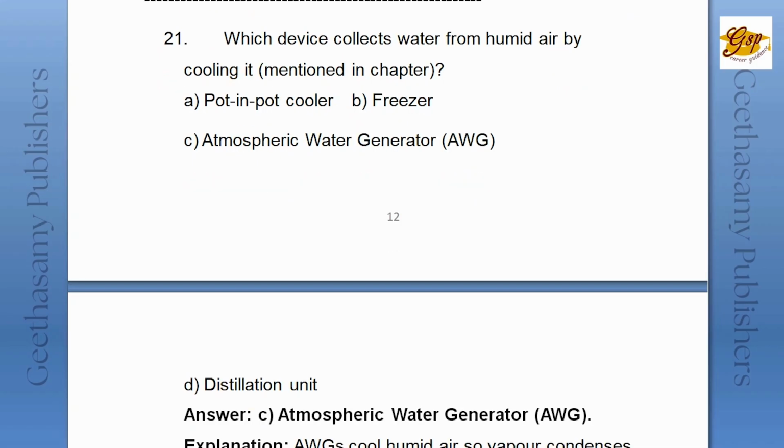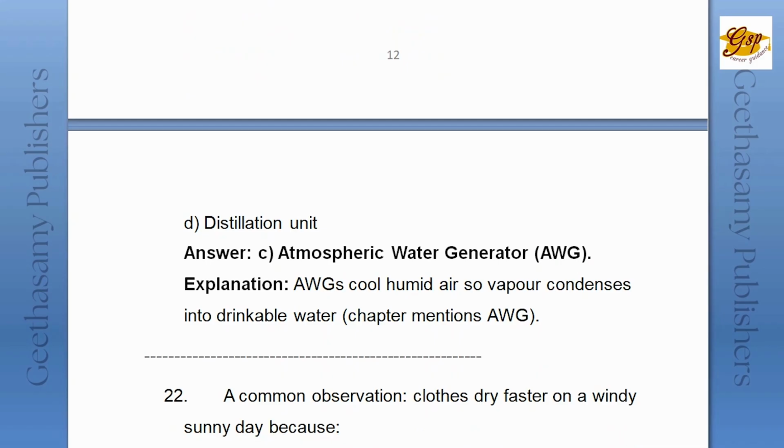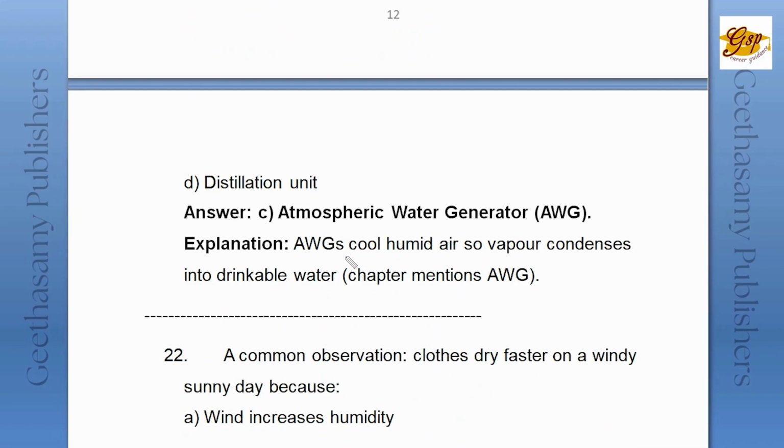21st question. Which device collects water from humidity in air? Cooling, that you mentioned in the chapter: pot-in-pot cooler, freezer, atmospheric water generator, or distillation unit? The correct answer is the atmospheric water generator, AWG. The AWG cools humid air and the water vapor condenses into drinkable water. Right? It is what is mentioned in the chapter.